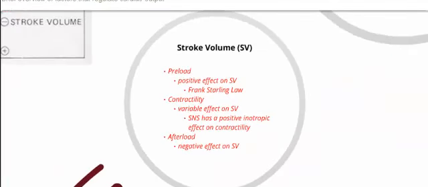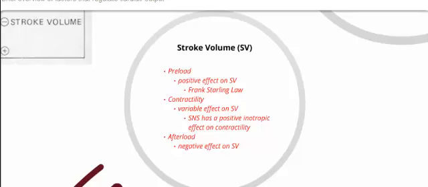Alright, I'll be talking about stroke volume. Stroke volume is the quantity of blood pumped out of the ventricles per beat. At rest, this is generally about 70 milliliters per beat. Stroke volume can be determined by finding the difference between end diastolic ventricular volume and end systolic ventricular volume, or the blood in the ventricle prior to contraction minus the blood in the ventricle after contraction.